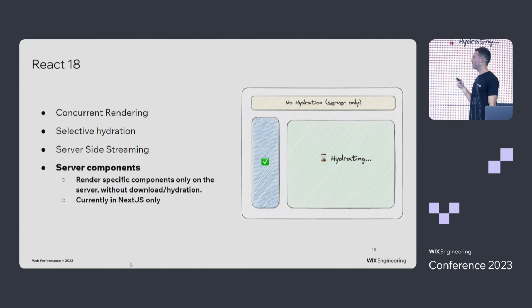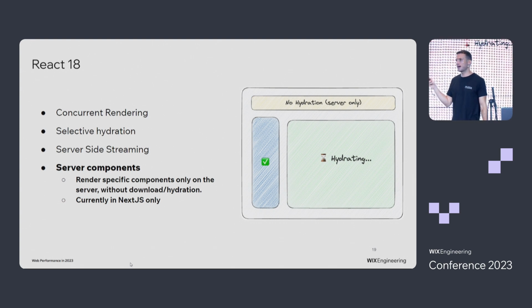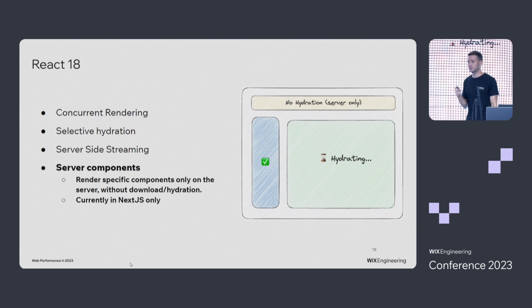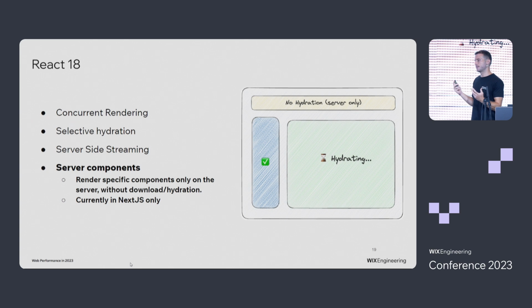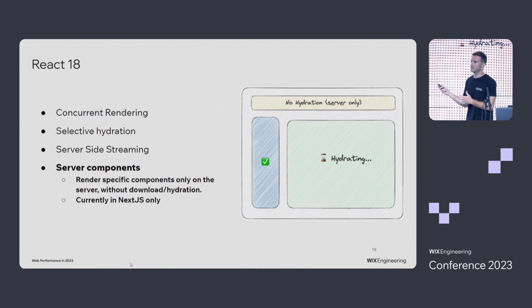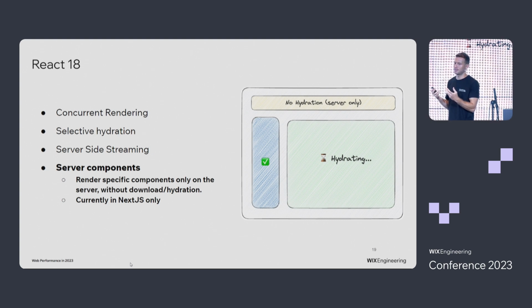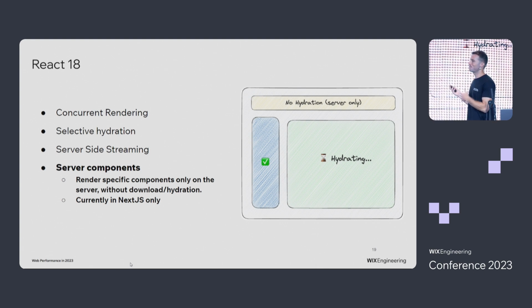And the third one, the last one and the most popular one, is server components, where we can render specific components only on the server without even downloading them or hydrating them on the client side, so we can save a lot of code on the client side. It's currently only in Next.js. Actually, I'm talking about React 18, but the biggest framework that uses React 18 is Next.js, and we're going to see how I, as a user, can decide if I want to use those features only in React, but the developer experience is actually better in Next.js, and we can see the differences later.